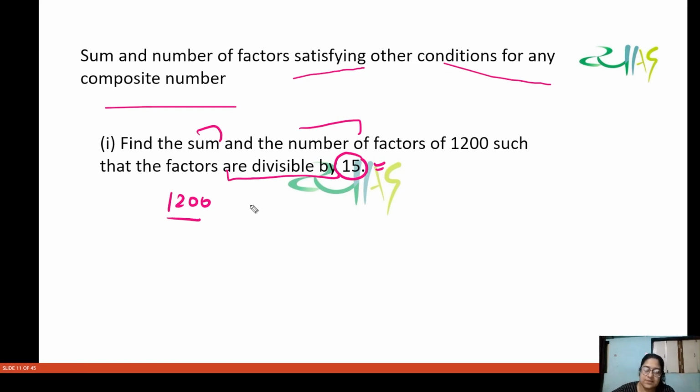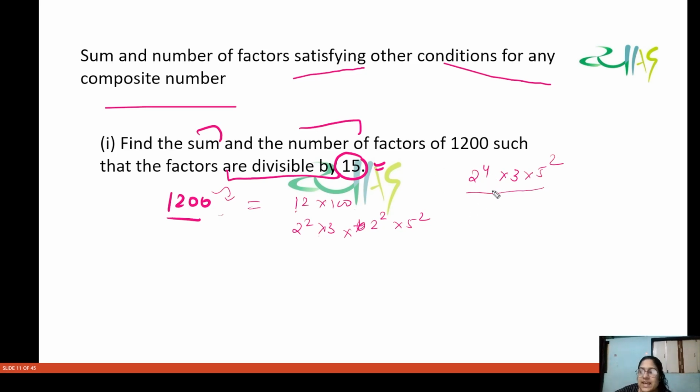For this, let's first find out the standard notation for this number. This is basically 12 into 100. What is 12? 2 to the power 2 into 3. And what is 100? 2 to the power 2 into 5 to the power 2. So this becomes 2 to the power 4 into 3 into 5 to the power 2. This will be the standard notation for this number. So to calculate the factors, I just broke it down.